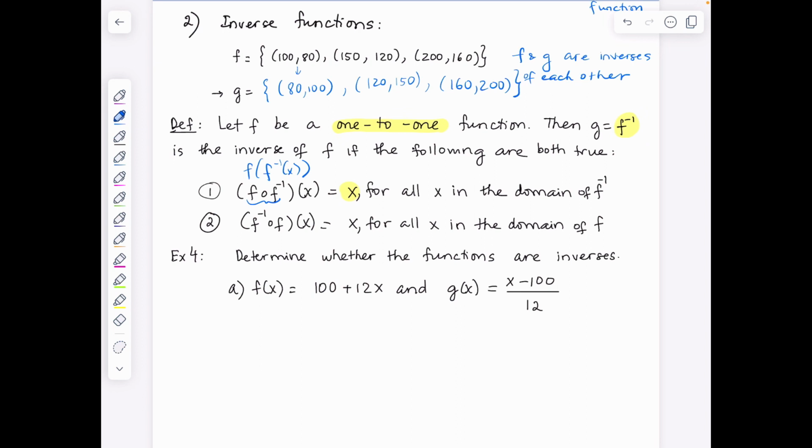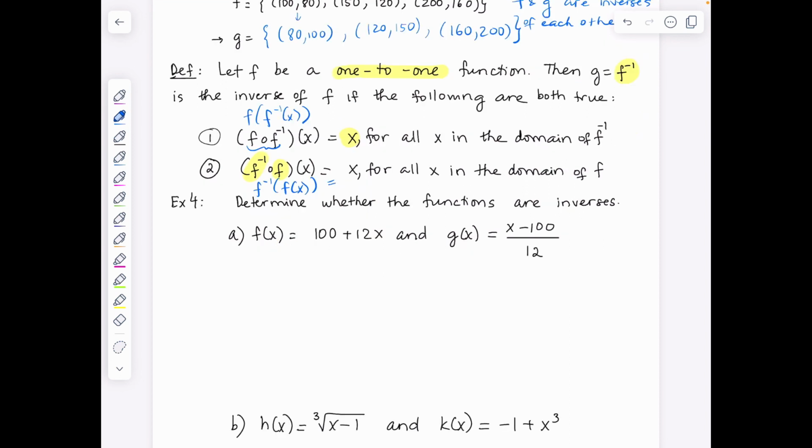Okay, and the second condition is if we reverse the roles of the two functions. So initially in the first one, f is the outside function and f -1 is the inside function. And then in the second condition, f -1 would be the outside function, and f would be the inside function. So this could be translated to f -1 of f of x. If we perform this composition of these two, we also get x. So you have to get x in both scenarios for them to be inverses of each other.